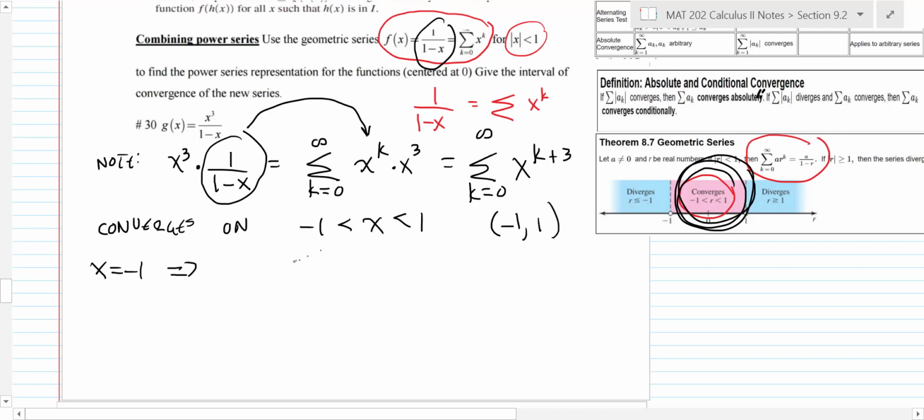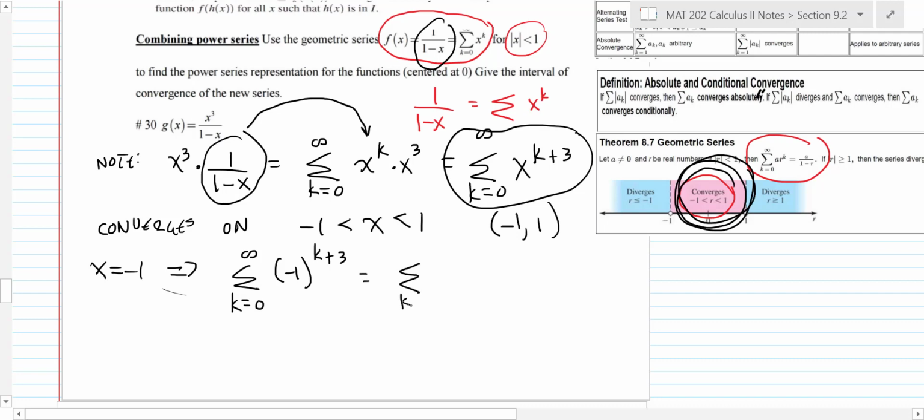So what we end up doing is we plug in, we're going to work with this series, we're just going to replace x with -1 and see what we get. So we would have the series k equals 0 to infinity of -1 to the k plus 3, like that. Then if we do that, you can break this up as -1 to the k times -1 to the third, like that. We're just seeing if this series converges or diverges.